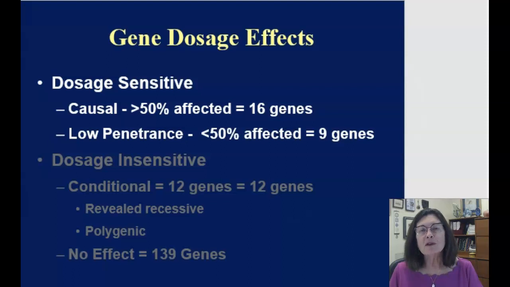But then there are the low penetrance genes, those genes for which, if you have a deletion or duplication, less than 50% are affected with whatever problem that gene causes when it's in an abnormal dosage. And there are only 9 of those genes on chromosome 18. So when you think about the 263 genes that possibly cause a problem and realize that only 16 cause a problem in more than half of the people and 9 in a small number of the people, you realize that the majority are the bystanders.